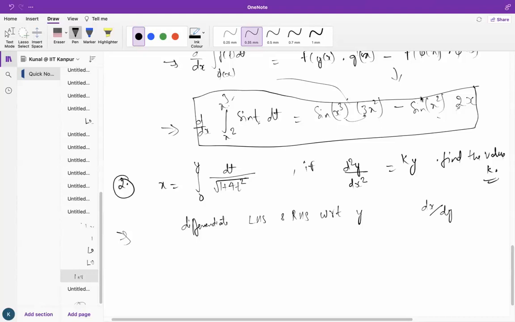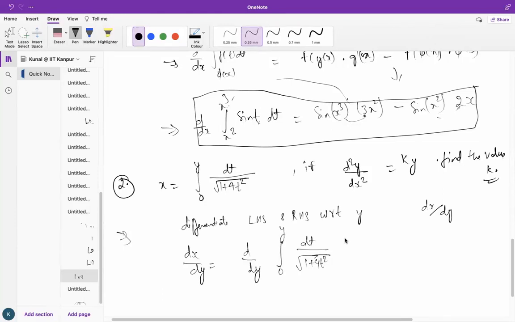let me do it here. We are doing dx by dy. So let's start doing dx by dy. So how we get it and how to do it, let me write here. Okay, so let's do dx by dy. Okay, so when we do dx by dy here, it is d by dy of the integral from 0 to y of dt by root under 1 plus 4t square. Okay, so I hope you're getting what I'm doing here.